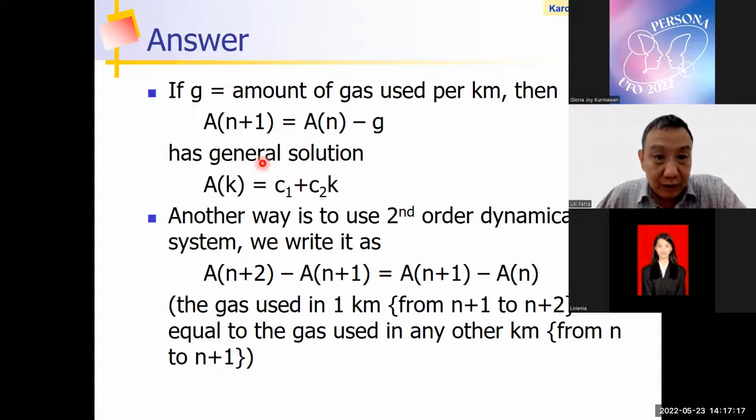So this is the general solution of this affine difference equation. Now if you want to put it into second order, you can write it this way: a_{n+2} minus a_{n+1} equals a_{n+1} minus a_n. What does that mean? It means the gas that you use in one kilometer, from a_{n+1} to a_{n+2}, is exactly the same as the gas used in any other kilometer, from a_n to a_{n+1}. So this is the difference equal to the difference.